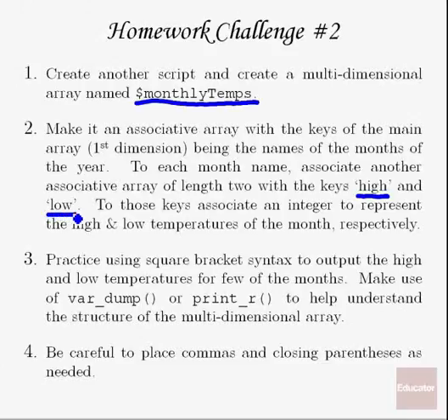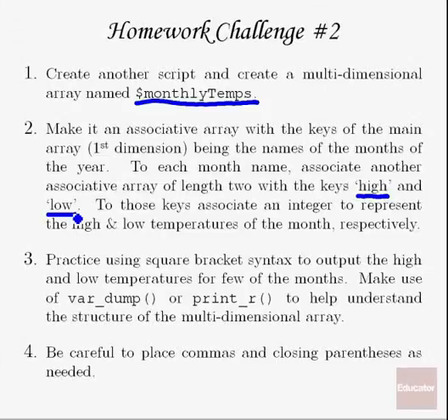And to each of those, you're going to assign an integer value that represents the high and low temperature for that particular month. So the first array's keys will be months, and with each of those keys, you associate another array that's an associative array that has the high and low temperature for the month.